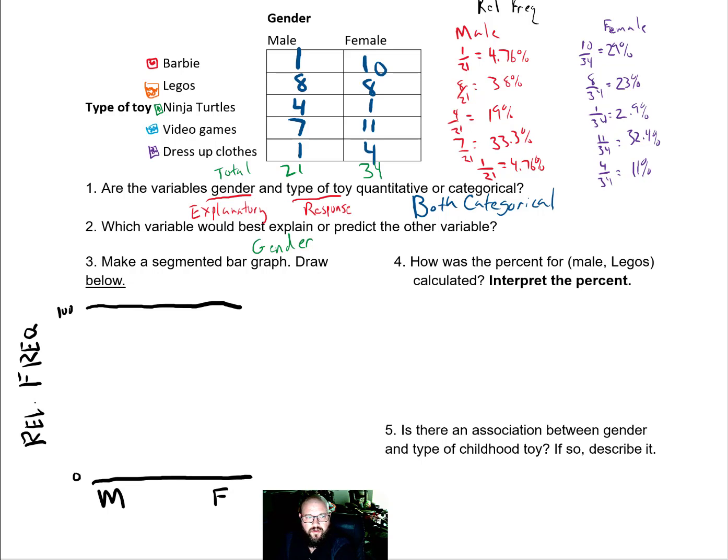So we're going to go here and we are male 1, right? Okay. And then our females are going to be right here. I know it's not the prettiest, straightest segmented bar graph. We're going to make it work.